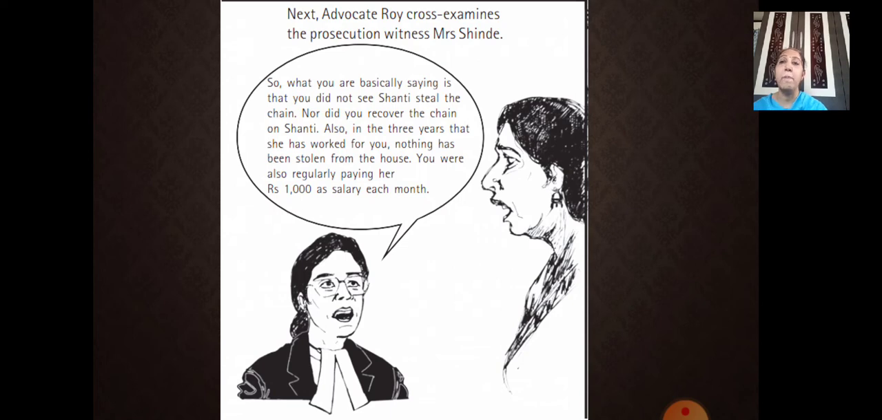Also, in the past 3 years that she has worked for you, nothing has been stolen from the house. You were also regularly paying her rupees 1000 as salary each month. This is what Advocate Roy asked Mrs. Shinde.